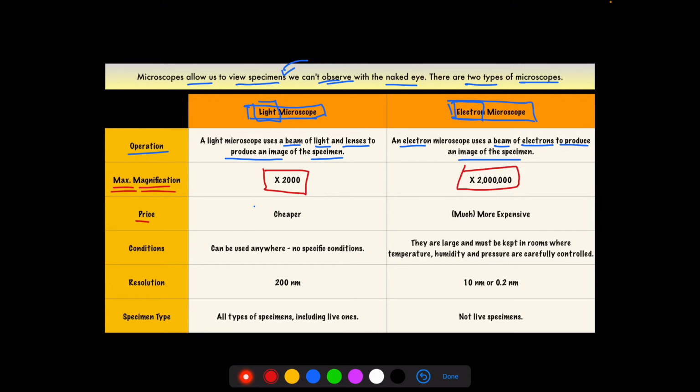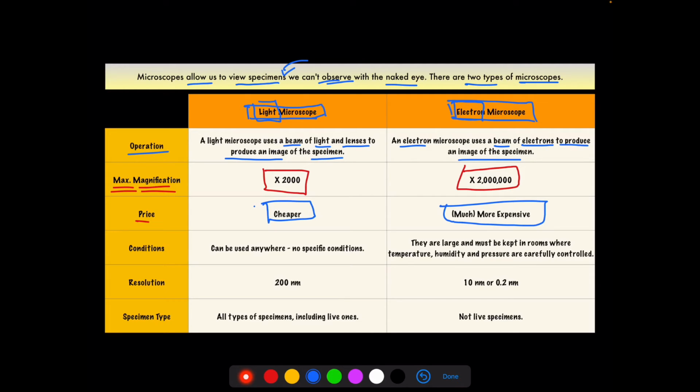Next part is the price. In terms of price, the light microscope is definitely cheaper, which is why you find it in schools, simple laboratories. However, an electron microscope you would find in sophisticated laboratories, right? It's much more expensive, much more expensive. It's huge. We'll come on to that.